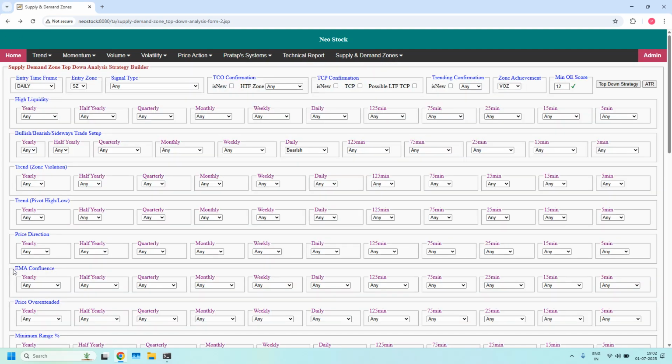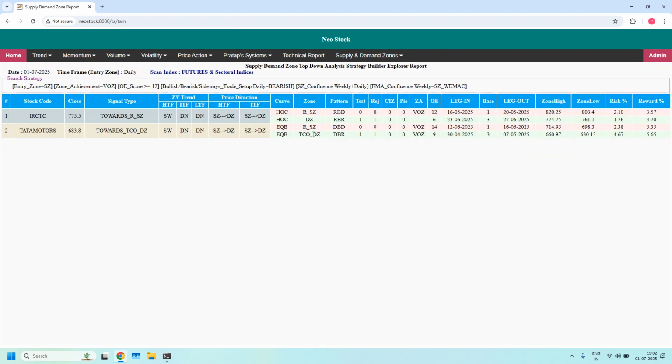Let's further filter based on the EMA confluence at weekly. So weekly supply zone with weekly EMA confluence. We got 2 stocks out of 3. 2 are filtered. That way these 2 daily supply zones might be having strong institutional order flows to get success, provided lesson 20 checklist items are satisfied.